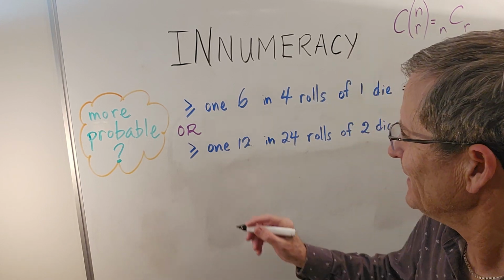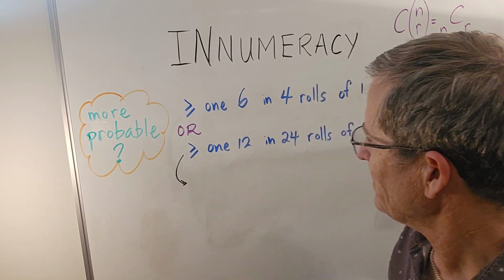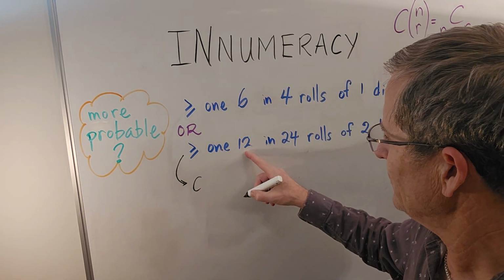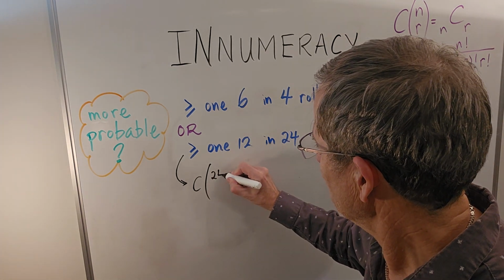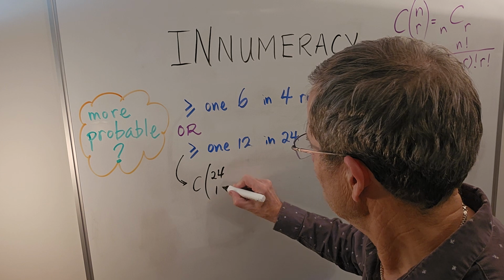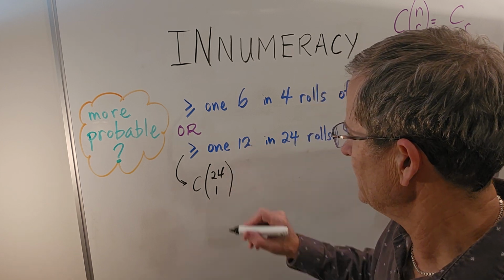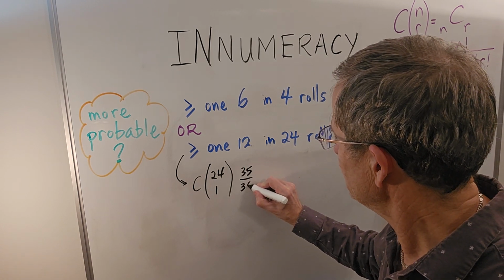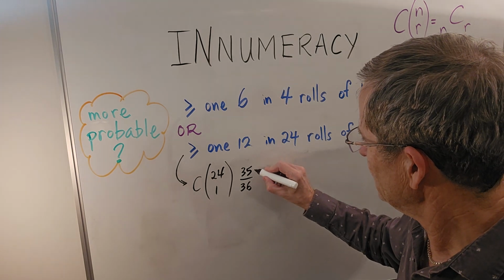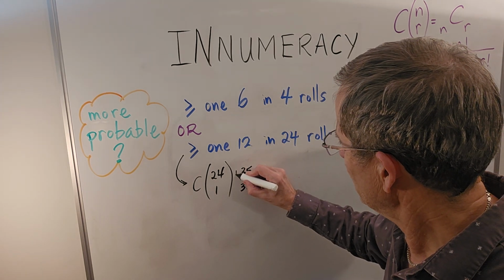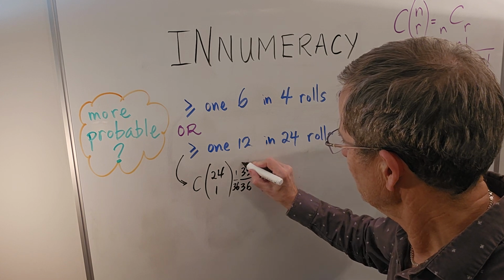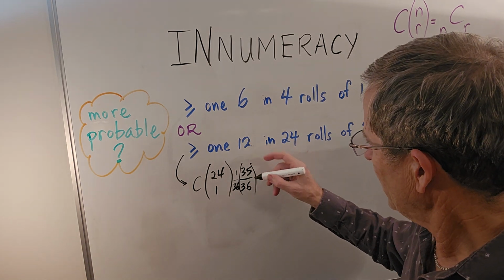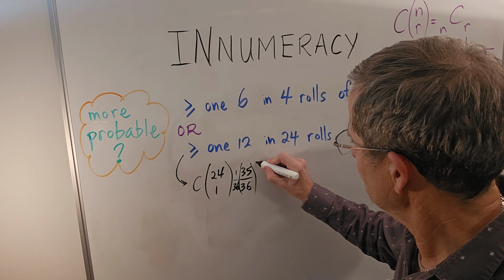Okay, I'm back. Let's do this probability here. Well, if we get one 12, we have to choose how many ways we can rearrange 24 rolls with one 12. So that's C(24,1), times 1 out of 36 for the odds of getting a 12, times 35 over 36 to the 23.